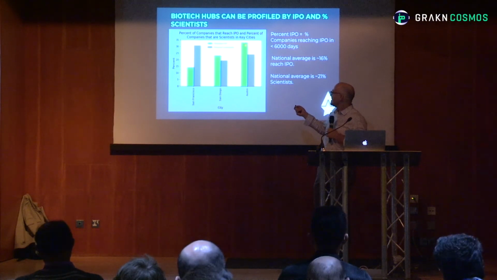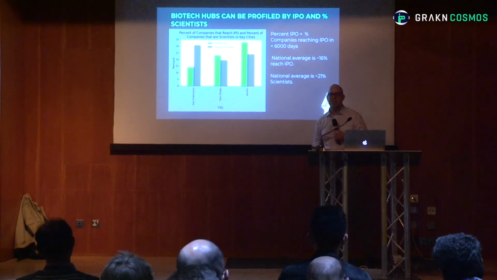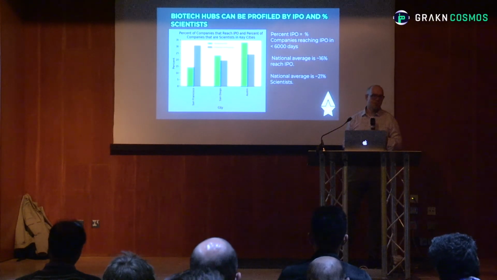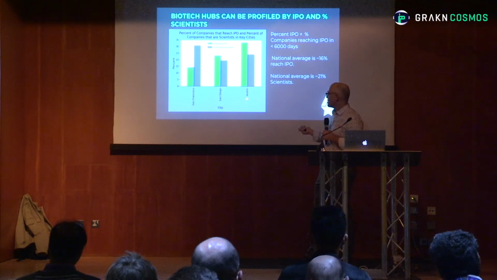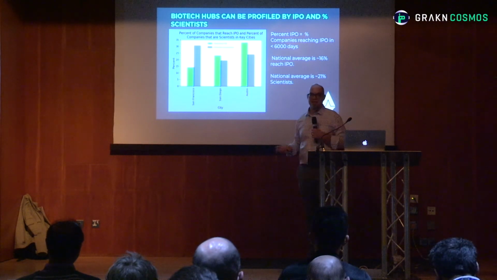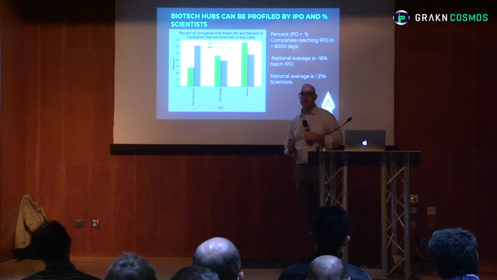Austin has even more IPOs, I guess, and percent scientists. I have to say that there's just not that many biotechs in Austin, so that's really not representative. There's probably 5 or something. I only put that in there because I live in Austin, and it looks really good, but it's not particularly. These are much bigger powerhouses.